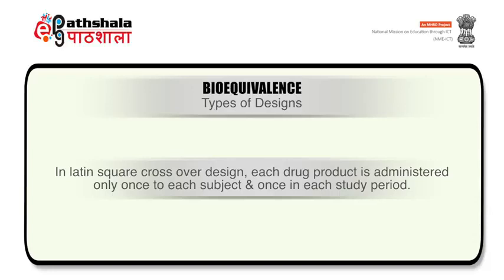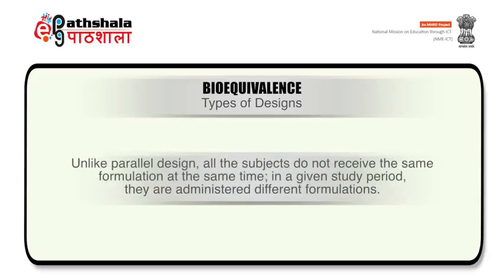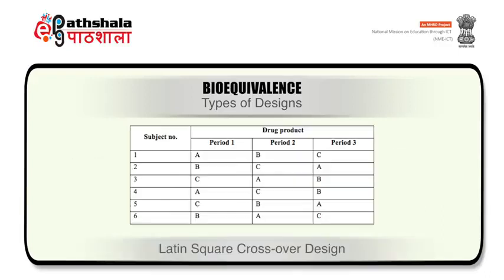In a Latin square crossover design, each drug product is administered only once to each subject and once in each study period. Unlike the parallel design, all the subjects do not receive the same formulation at the same time in a given study period. They are administered different formulations. A Latin square crossover design for a bioequivalence study in human volunteers is provided on screen.